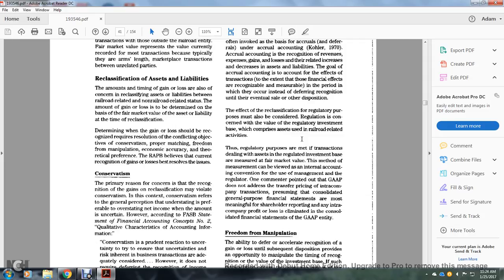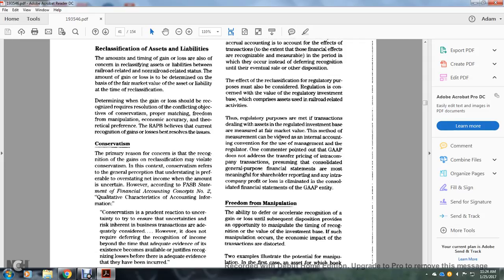The effect of the reclassification on regulatory purpose must also be considered. It is concerned that the value of the regulatory investment base for the compromise, the asset used for the railroad-related activity, the regulatory purposes that are met with the transaction dealing with the asset-related investment base, is based on the fair market value. The method of measurement can be viewed as an internal accounting convention with the use of the movement of the management of the regulatory.